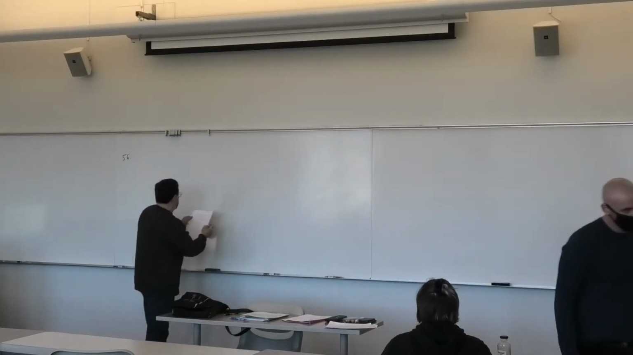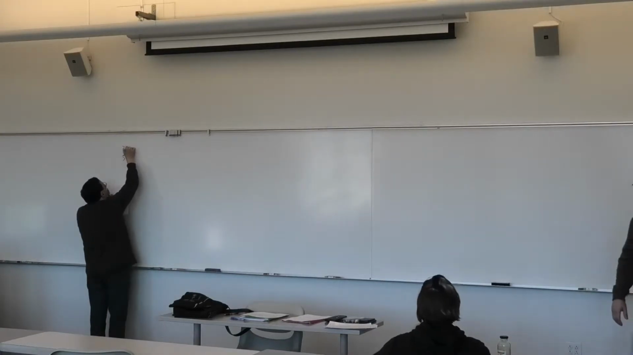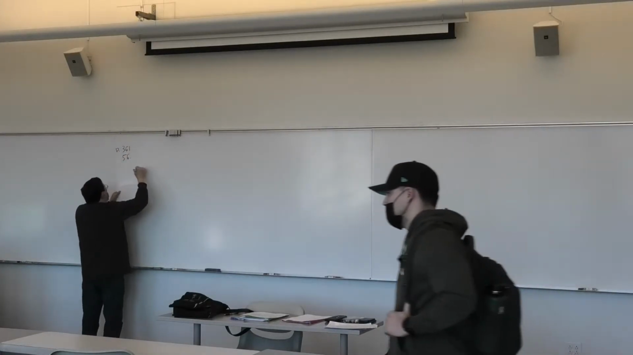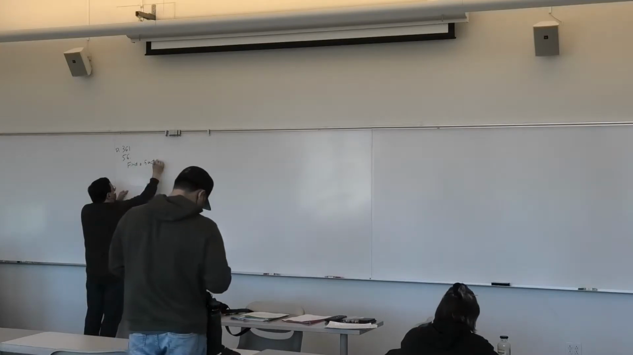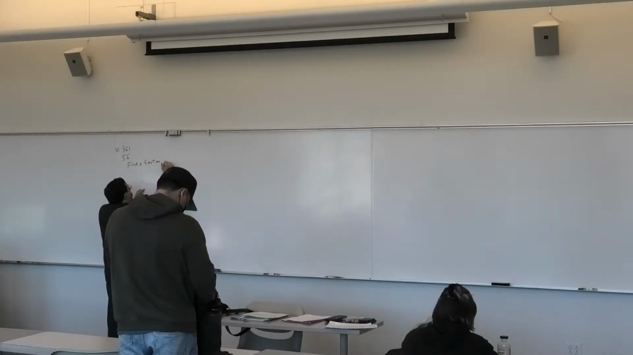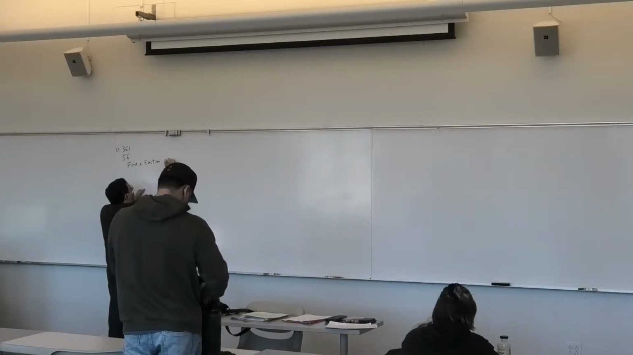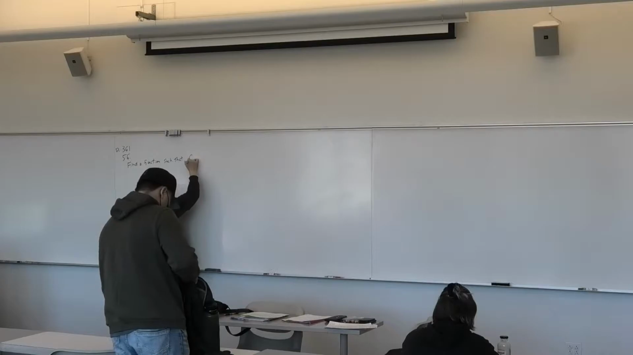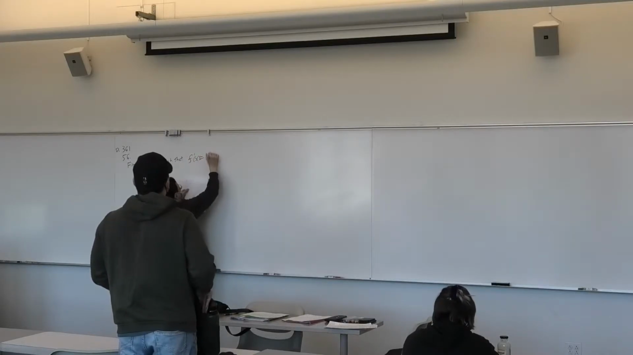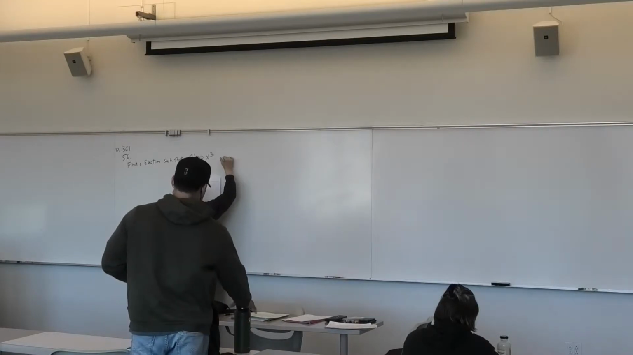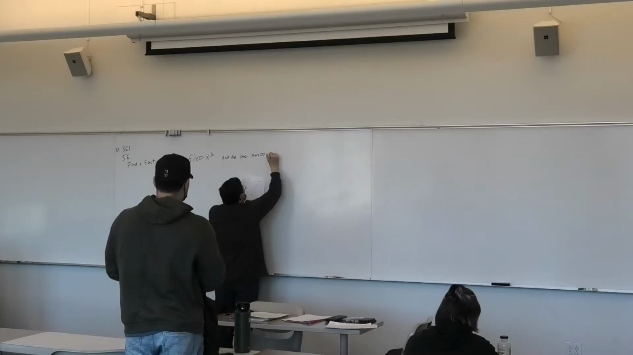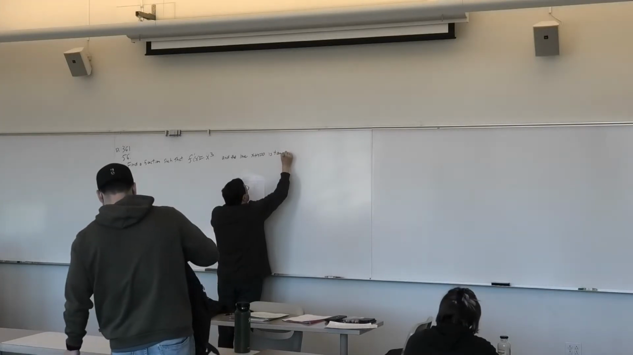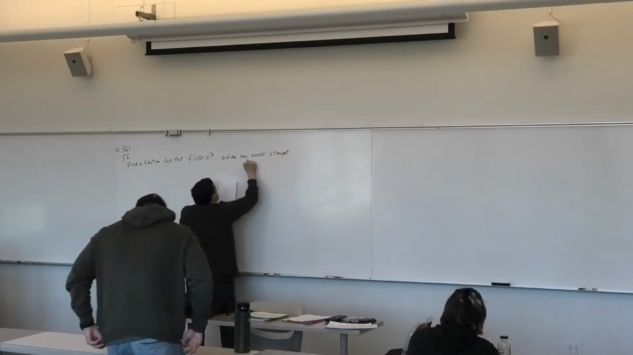361. So it says, find a function such that its derivative is x cubed and the line x plus y equals 0 is tangent to f.